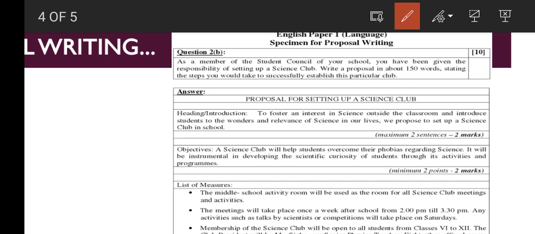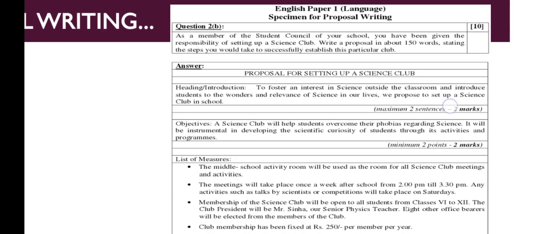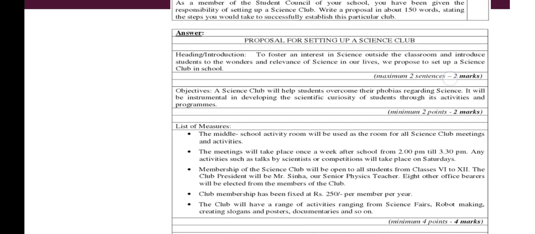Your responsibility is to establish a science club, and for that you need to write a proposal of 150 words. As I told you, the word limit would be 150 words. Do not expand beyond 150 words. That's why I'm saying write everything in a very concise, short manner. You have to write a proposal, and you have to write the steps too, that is, how you have set up a science club.